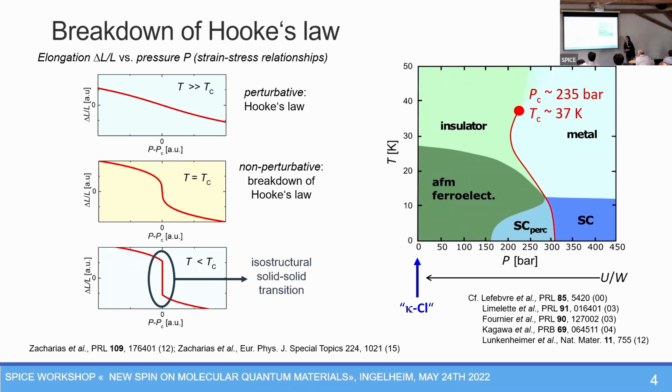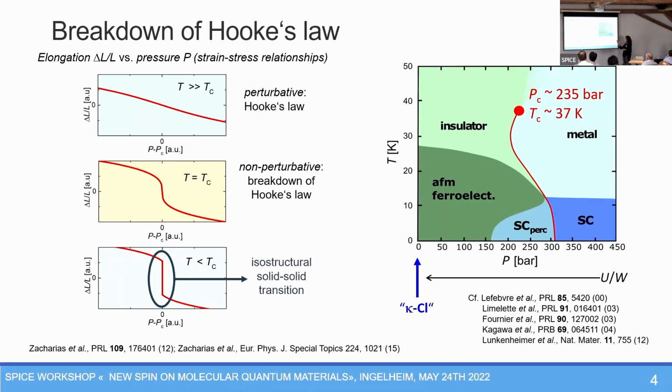So if we are at very high temperatures, very far away from this endpoint, we can consider the electrons and the lattice decoupled. Then if we just take a look at the lattice properties, what we expect is a more or less linear change of the length as a function of pressure, which is known as Hooke's law of elasticity, and most materials show that.